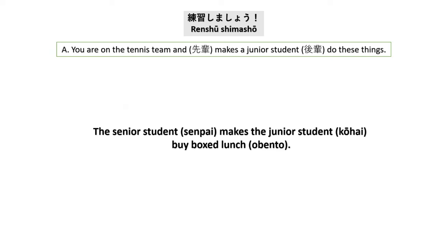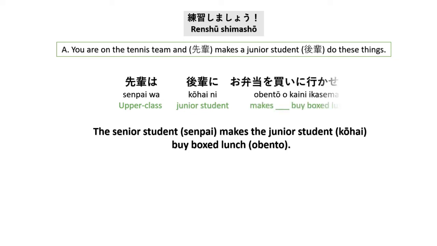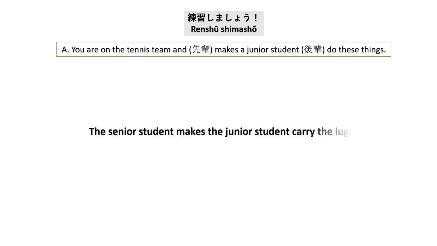Next, the senpai makes the junior student buy boxed lunch. Senpai wa kohai ni obento o kai ni ikasemasu. So obento is box lunch. Then ikasemasu is the causative form. So the senior student makes the junior student carry the luggage.